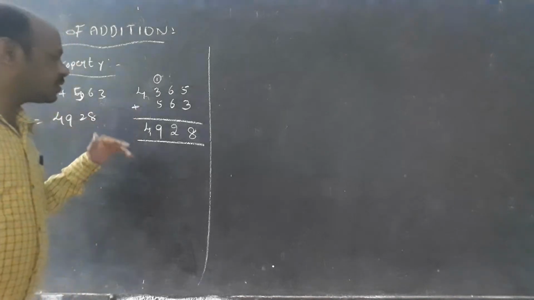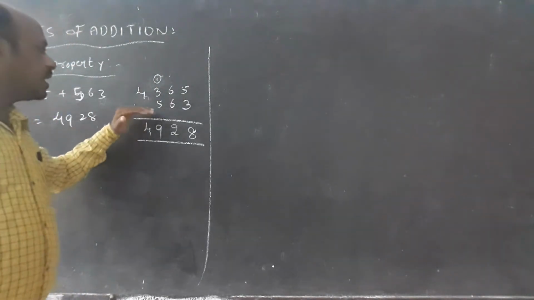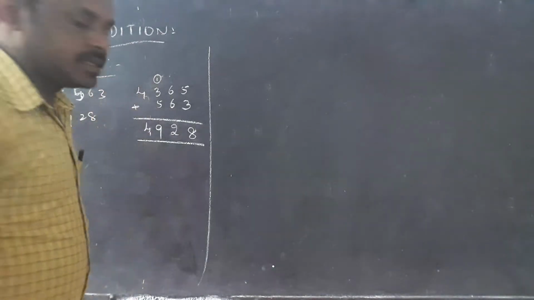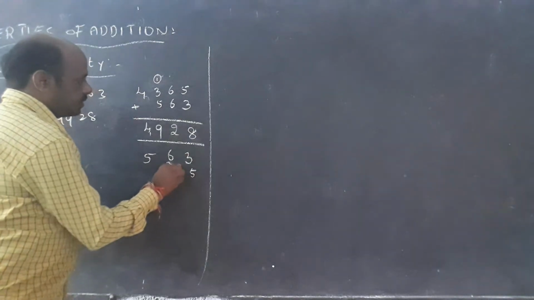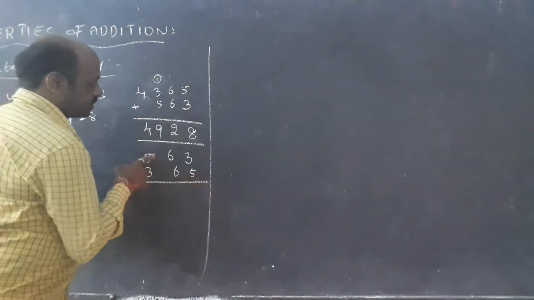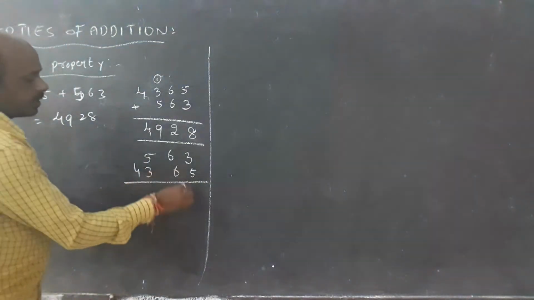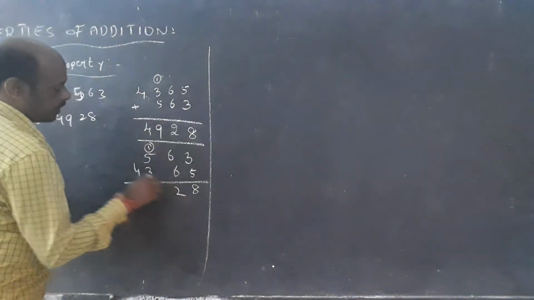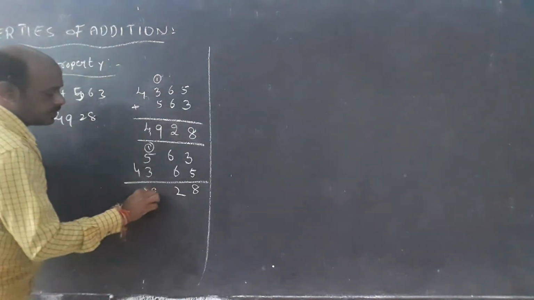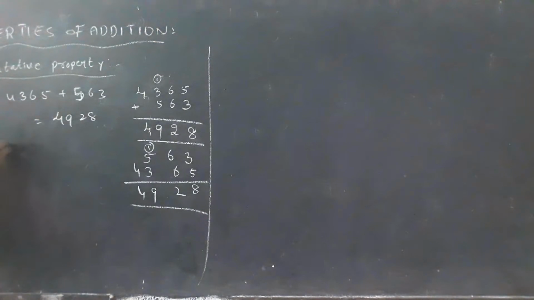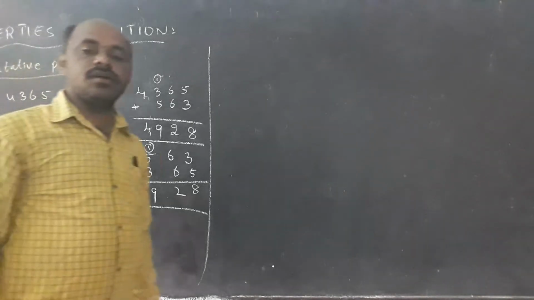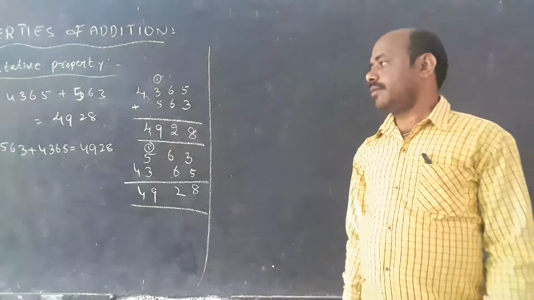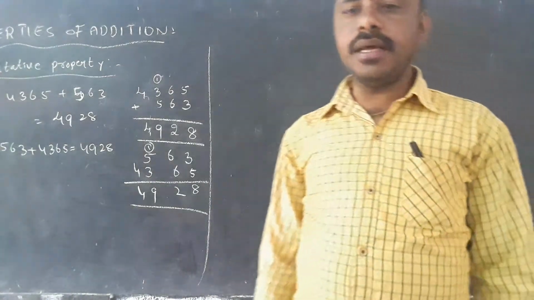Next, we change the order, and we will get the same. First we write 563, and next we write 4365. We add the 3-digit number first, and below write the 4-digit number: 8, 12, then carry, 5 plus 3 is 8, 8 plus 1 is 9. It will be the same. Even though we changed the order, the sum is the same. This property we call the commutative property. Okay, understood children? This is the commutative property under addition.